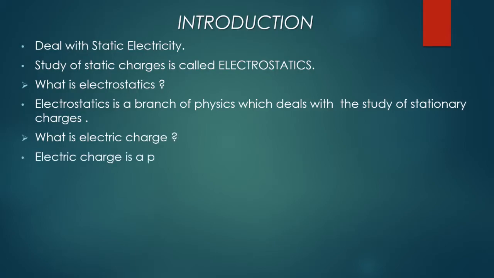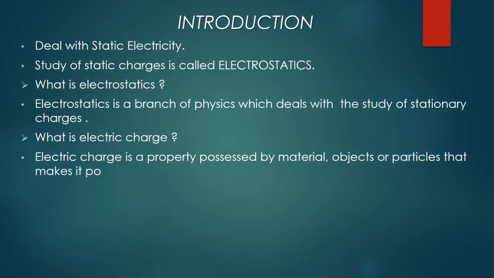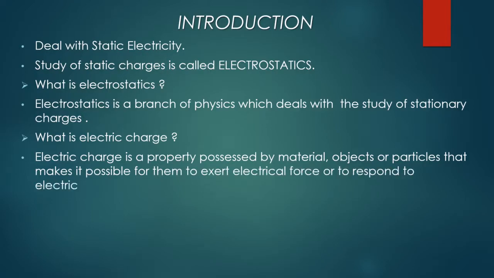Electric charge is a property possessed by a material, object or particles. These mainly refer to atoms, electrons, protons, not the materialistic objects. That makes it possible for them to exert electrical force or to respond to electrical force. Around an atom, there is some kind of a field which is called the electric field. So for those, electric force is at least exerted on them, or for the existing force, they respond to it. I know it's a bit complicated, but this is the perfect definition for what is an electric charge. So please try and understand the concept of it.